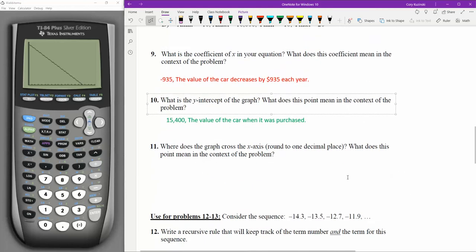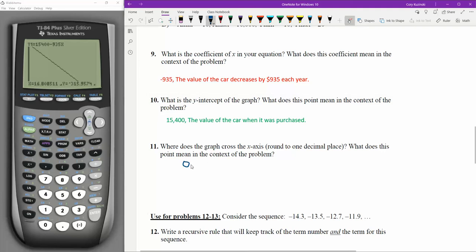Where does the graph cross the x-axis? It's right about there. What does this point mean? So I could use my trace function, and I could go down to where it hits the x-axis. Okay, I want that y value to be 0. And that is somewhere like 16 point something, maybe 16.4, 16.5, 16.6, something like that.